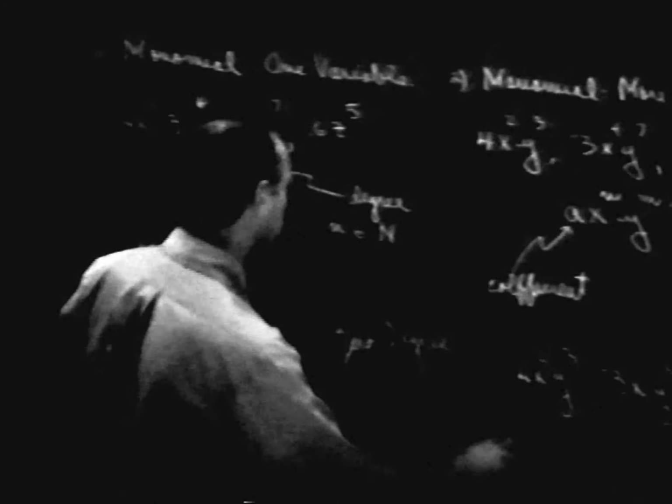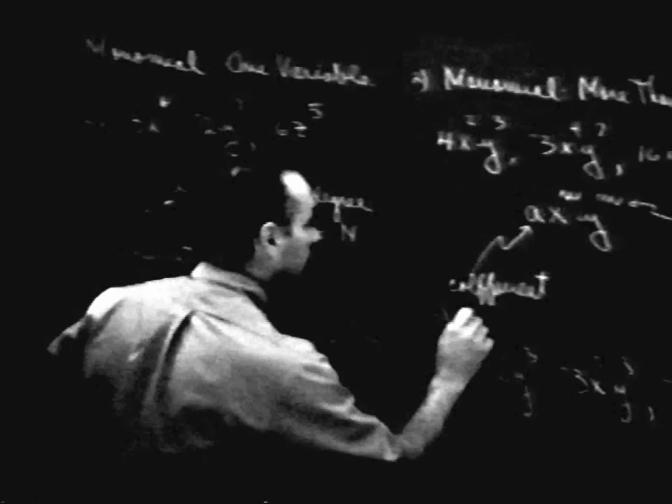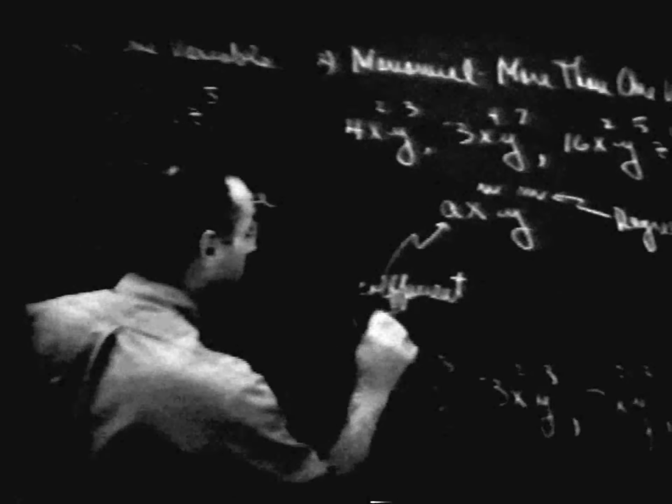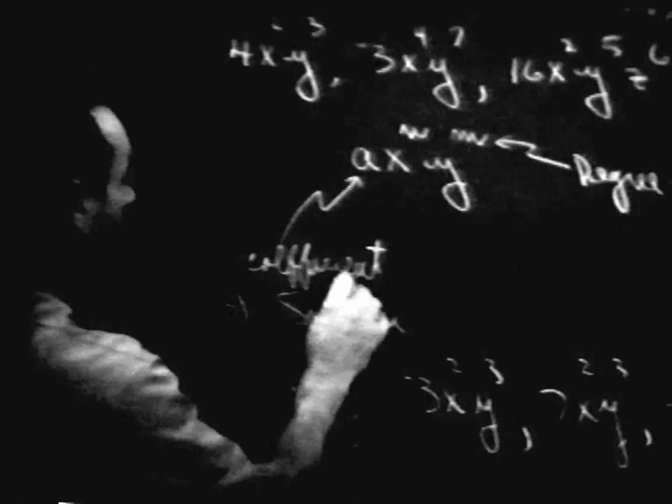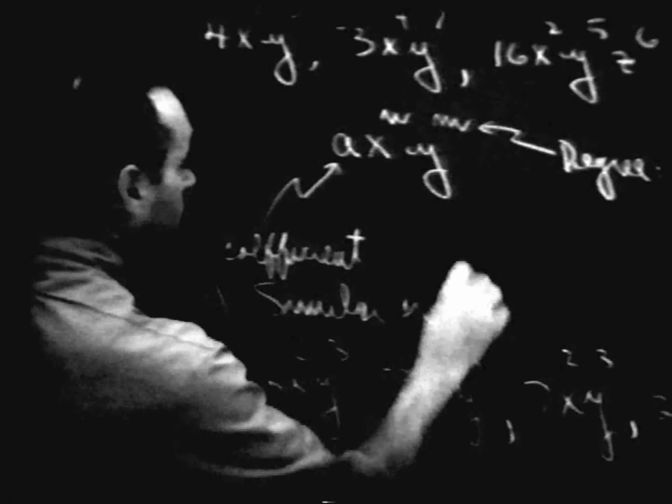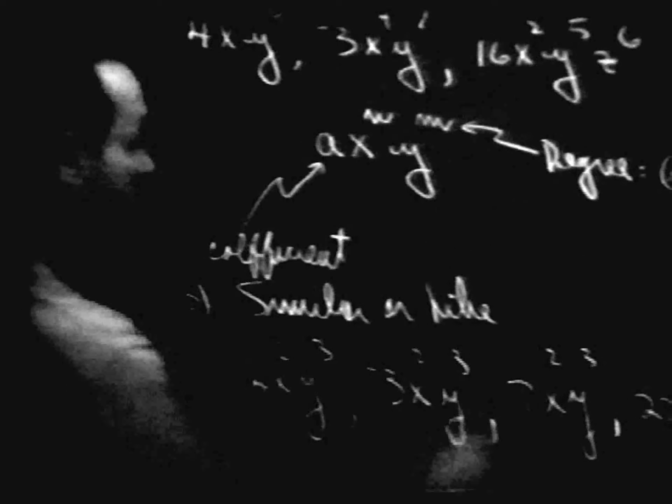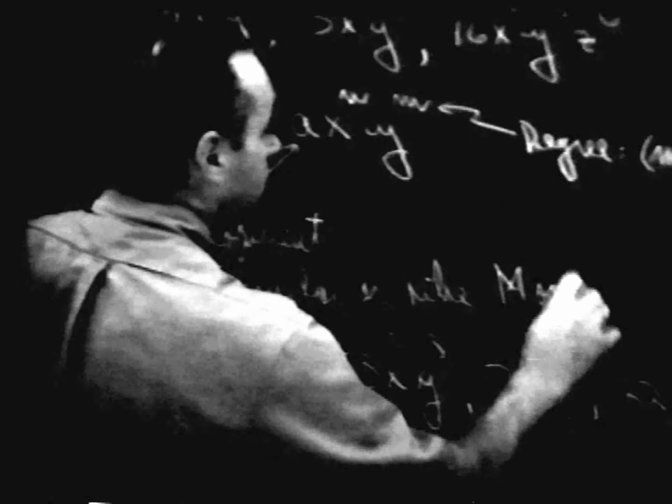Now, when we have monomials in which they are the same except for the coefficients, all right, there's a word that we use to describe those, and they are called similar monomials. S-I-M-I-L-A-R. Similar, or another word that people use is like. They are like monomials. All right?